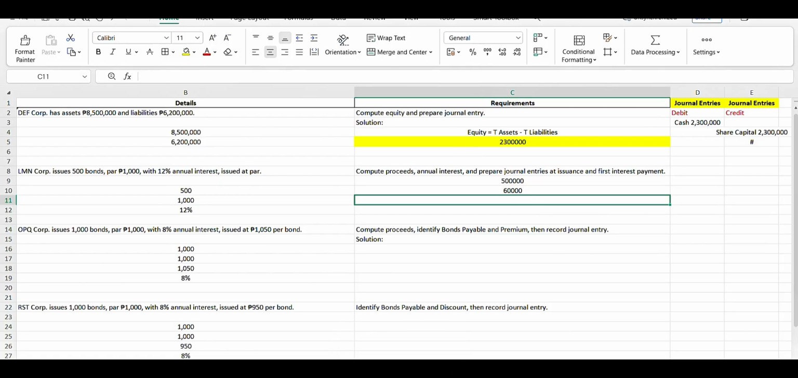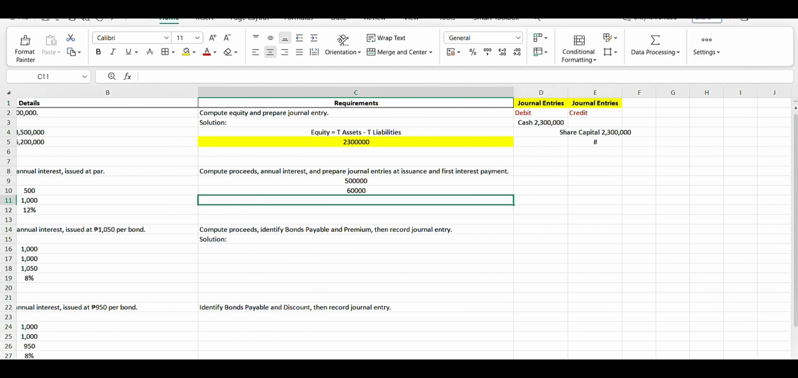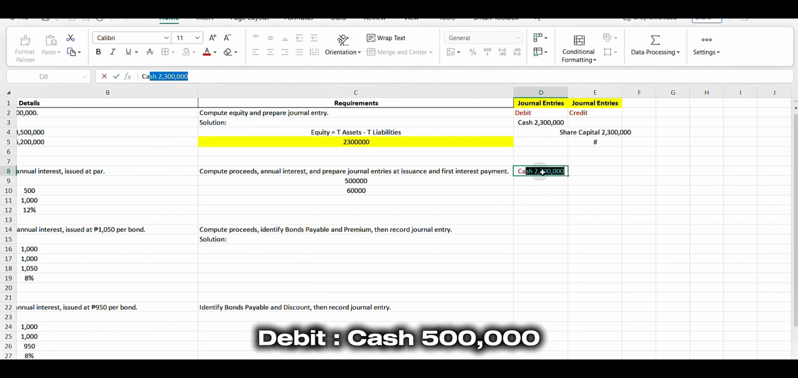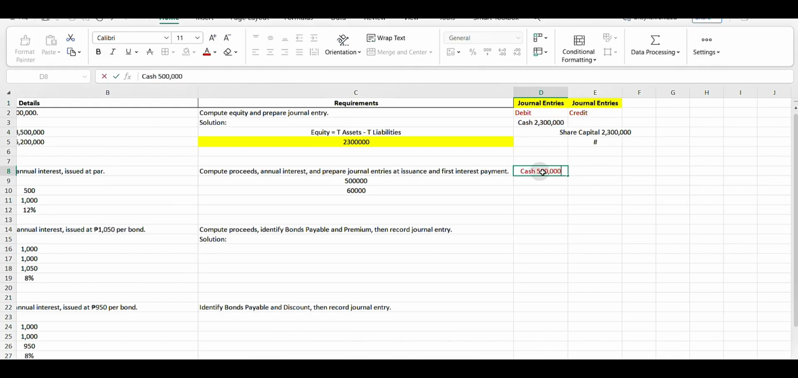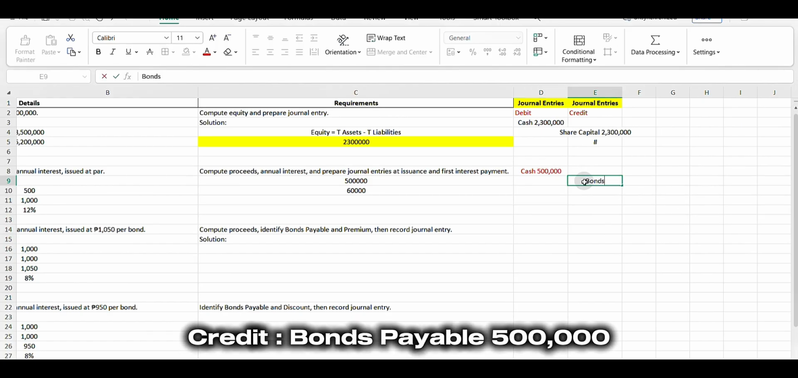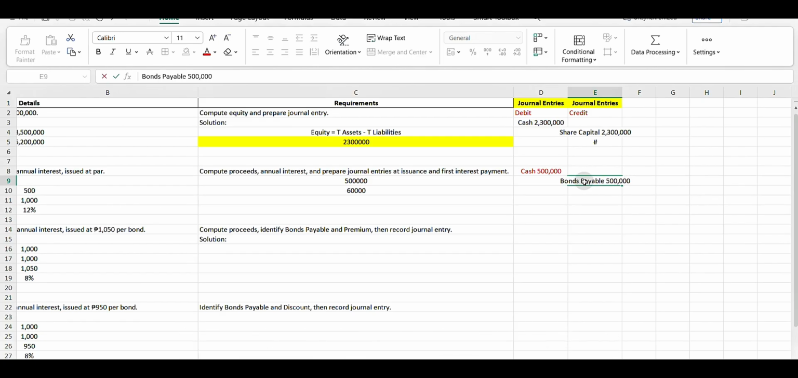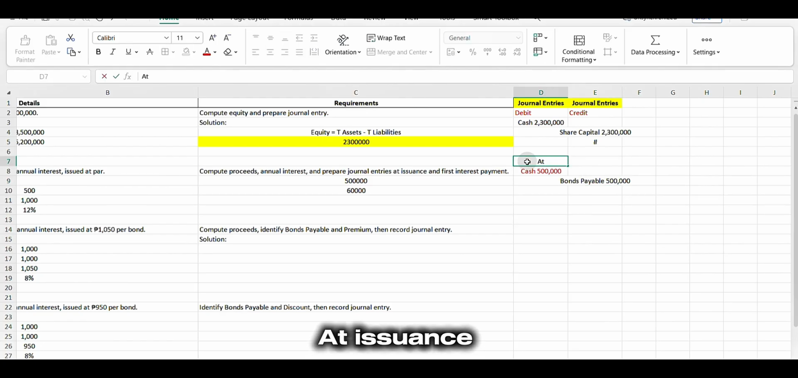Now, to journalize these transactions, let's begin with the proceeds. That is debit to cash, 500,000 pesos, and that is credited to bonds payable, same amount, 500,000 pesos. Now take note, guys, this is at issuance.